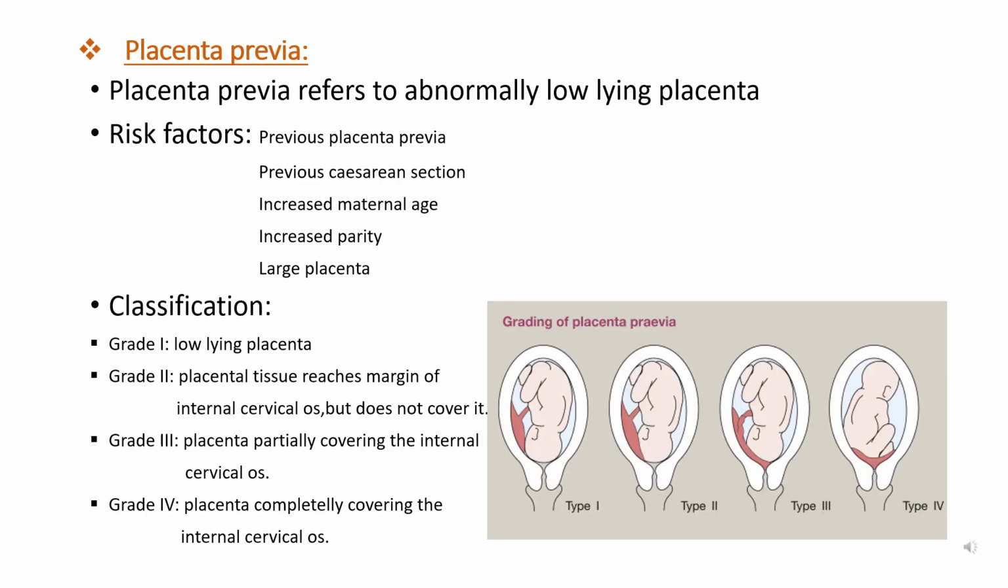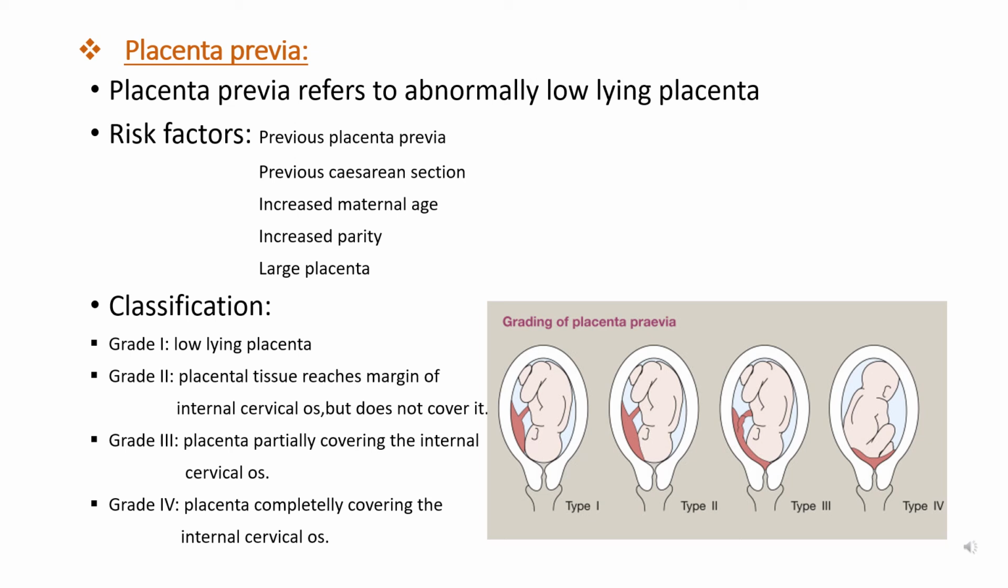Placenta previa. Placenta previa refers to abnormally low-lying placenta. Risk factors are previous placenta previa, previous caesarean section, increased maternal age, increased parity, large placenta.